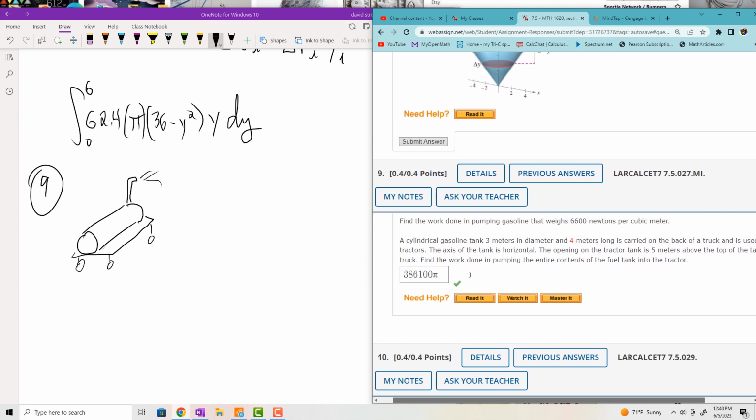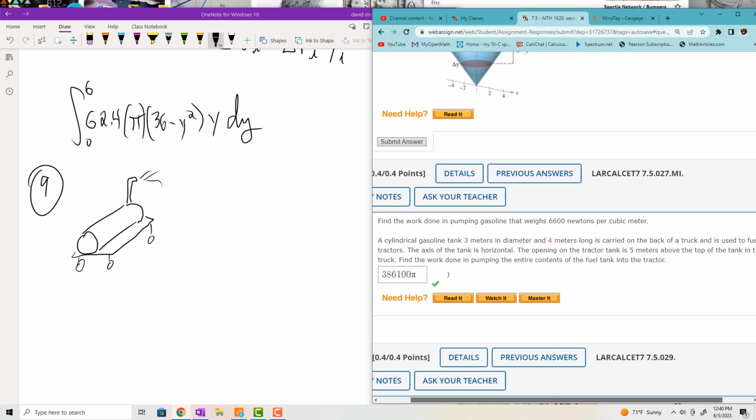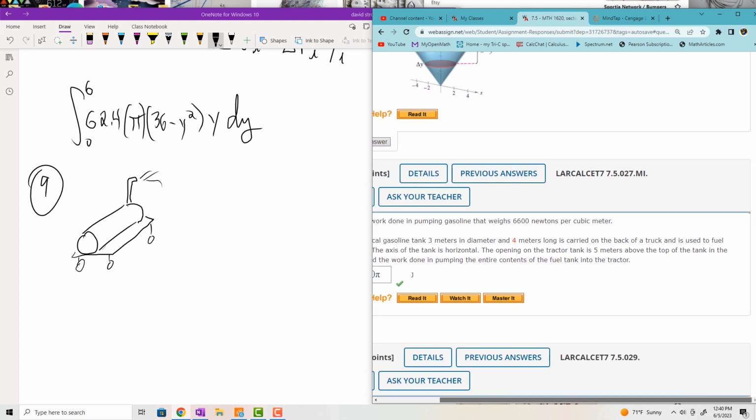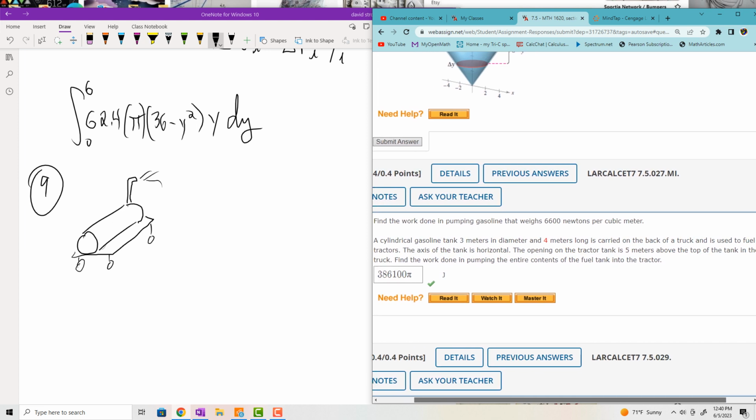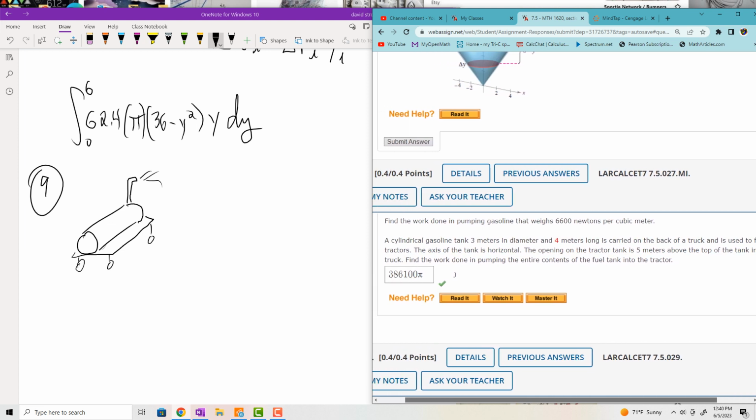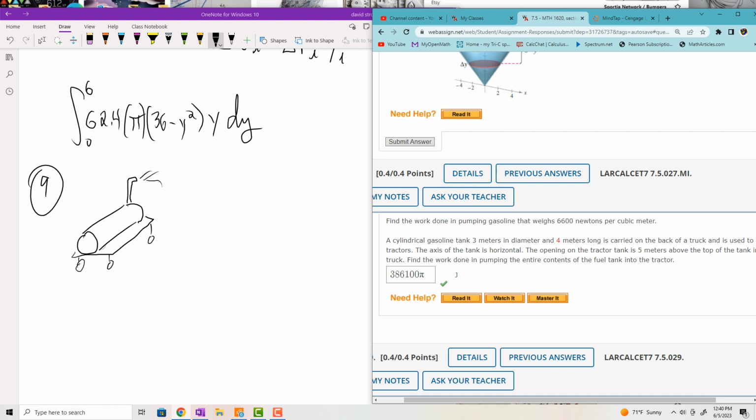of a truck and is used to fuel tractors. The axis of the tank is situated on the horizontal. The opening of the tractor tank is 5 meters above the top of the tank. And then find the work done in pumping all the contents out of this thing and into the tractor.